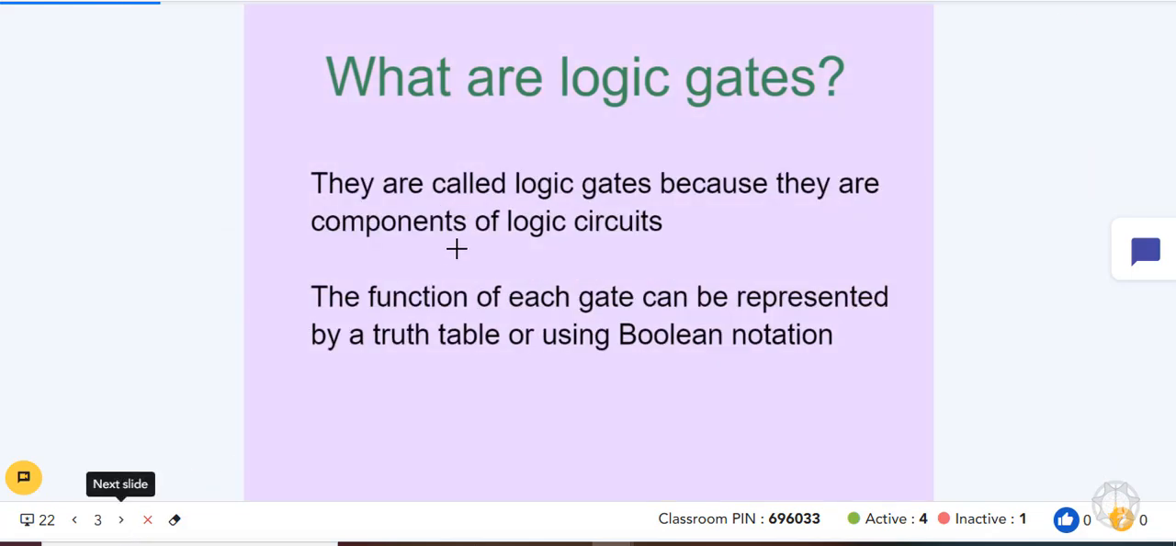They are called logic gates. You must be wondering why these circuits are called logic gates, because these kinds of circuits are used in logical circuits. That's why these gates are called logic gates. The function of each gate can be represented by a truth table or using a Boolean notation. What is a truth table and what is Boolean notation, how it looks, we will see in the next slides.